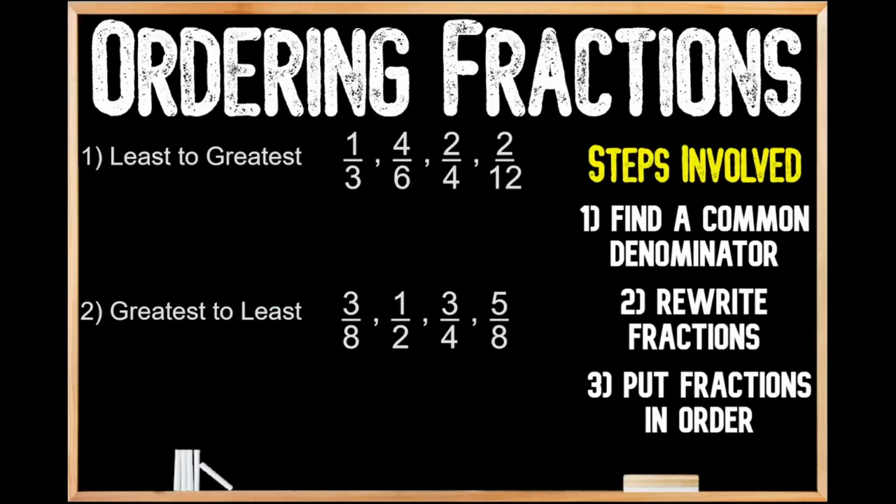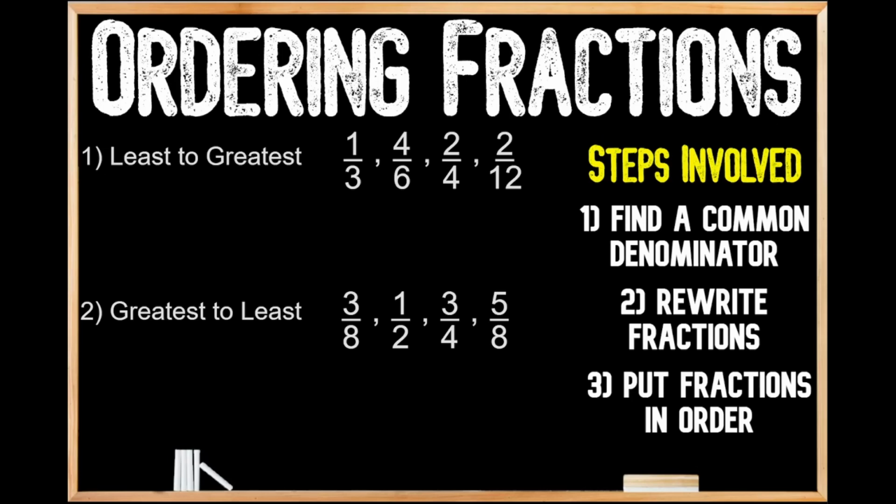Today we're going to be looking at how to order fractions with different denominators. And by the end of this video, you'll know the steps involved in ordering fractions with different denominators. So let's get started. In question number 1, we're being asked to order 4 fractions from least to greatest. But the problem is, as you can see, these fractions all have a different denominator, so we can't properly compare them in order to put them in order from least to greatest.